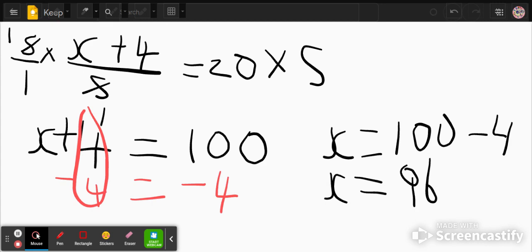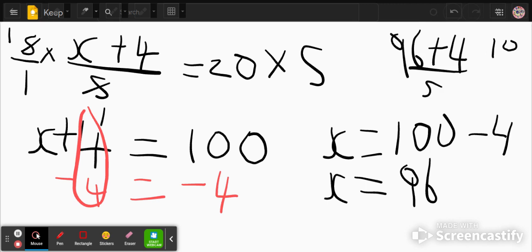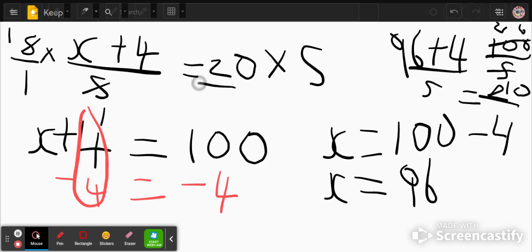So to see if we're correct, we're going to substitute 96 wherever we see x. So 96 plus 4 divided by 5 would leave us with 100 over 5, right? Because 96 plus 4 is 100 over 5, which would leave us with 5 into 100 goes 20 times. So we'll be left with 20. So therefore, our answer is right.